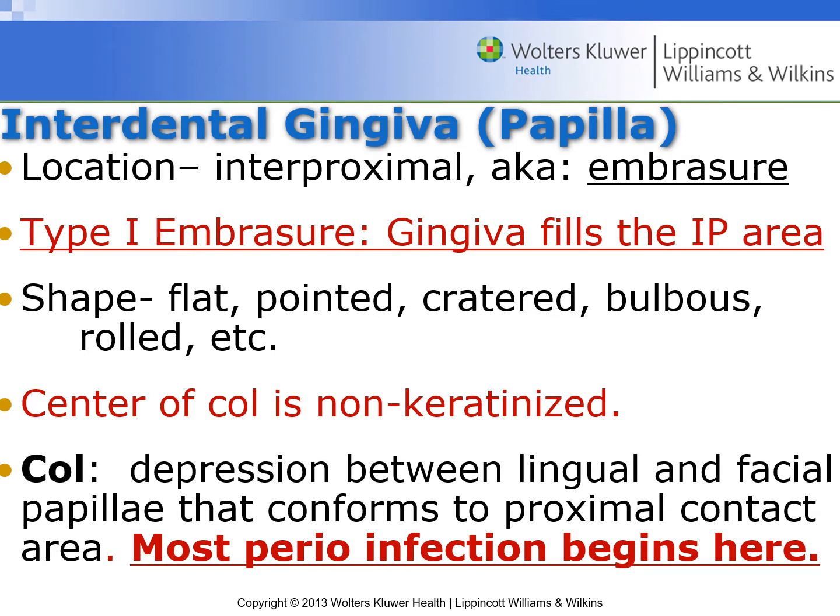It's flat and pointed. If it's healthy, it could be cratered, or bulbous if it is inflamed or unhealthy, or rolled. The very center of the col is non-keratinized, and the col is a depression between the lingual and facial papilla that conforms to the proximal contact. Most of our perio infection begins in the col.